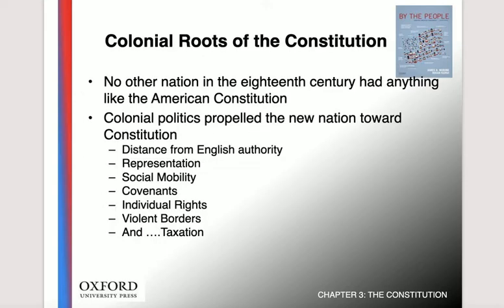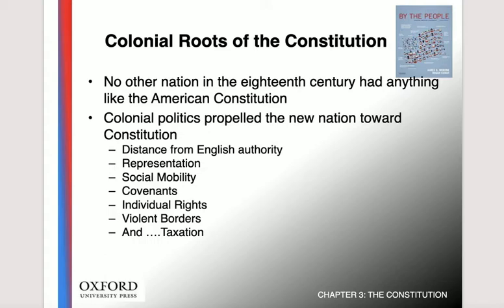So the roots of the Constitution started out before the Revolutionary War, actually almost even before the French and Indian War. No other nation in the 18th century had anything like the American Constitution. And that's part of what we mean when we talk about American exceptionalism. At that time, nobody had created this type of agreement.